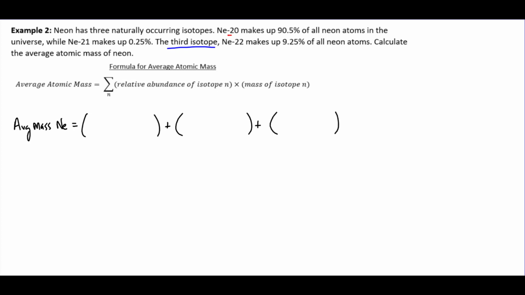So my first one is neon-20, that's 90.5%. So I'm going to move that decimal, 0.905, and I'm going to multiply by the mass of 20. And so just for clarity, this is neon-20 right here.